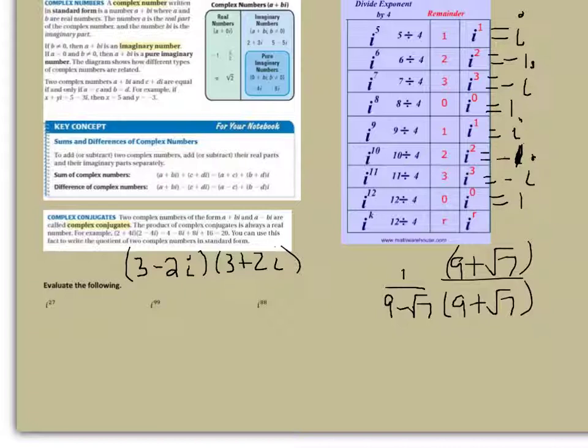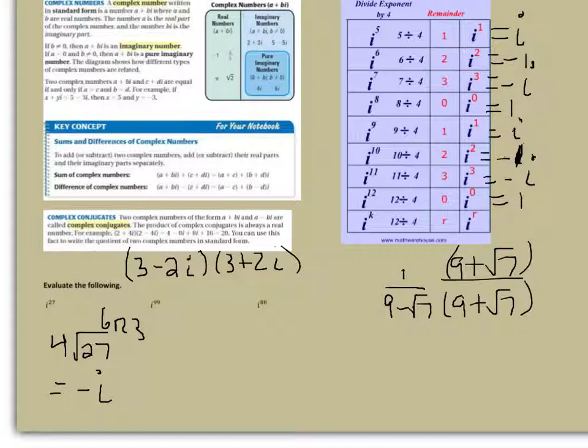If I did 27 divided by 4, so if we think back to this, because that's i to the 27th, 4 goes into it 6 times with a remainder of 3, so it's like i to the 3rd, so the answer to this is negative i.